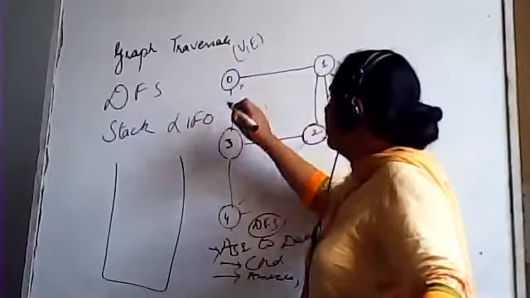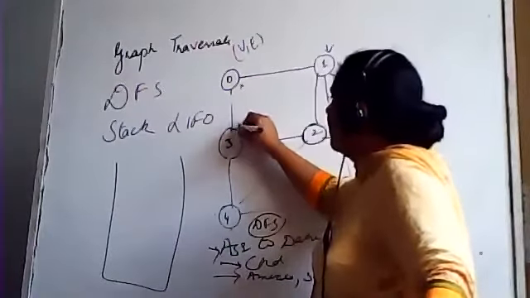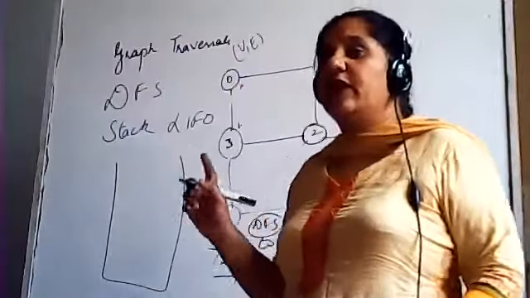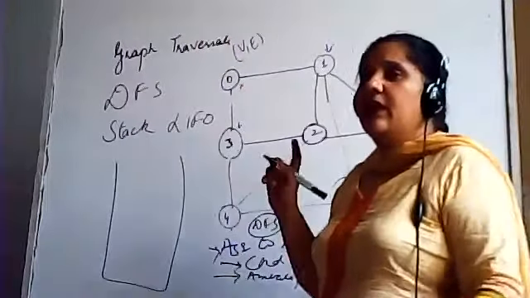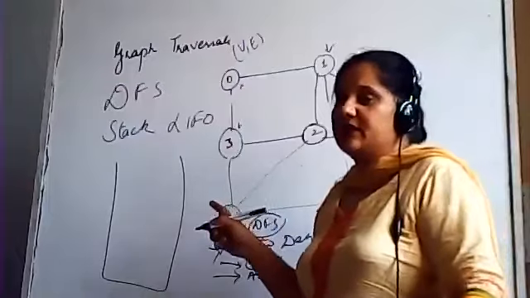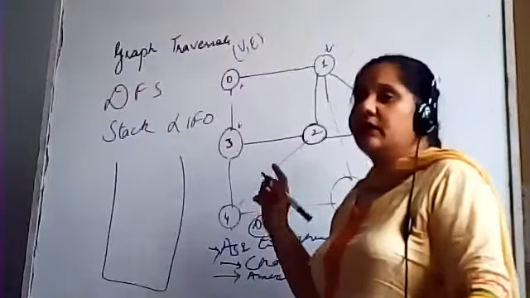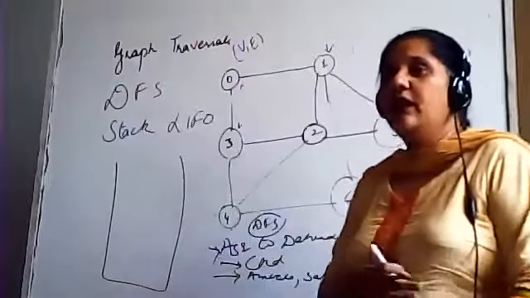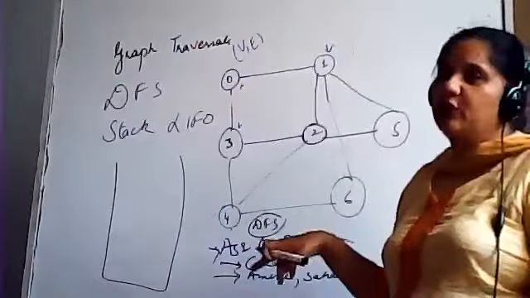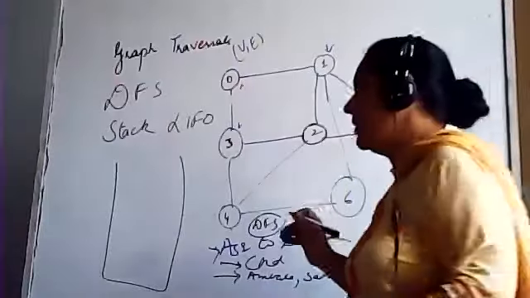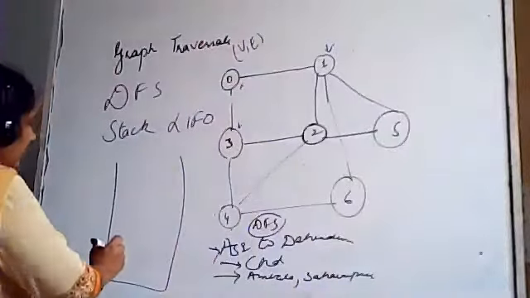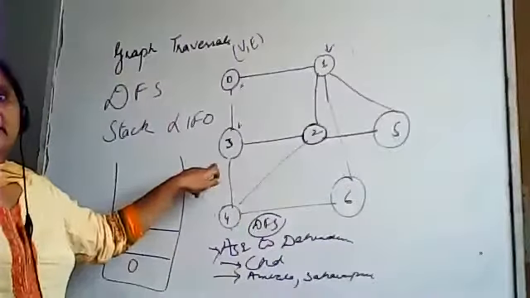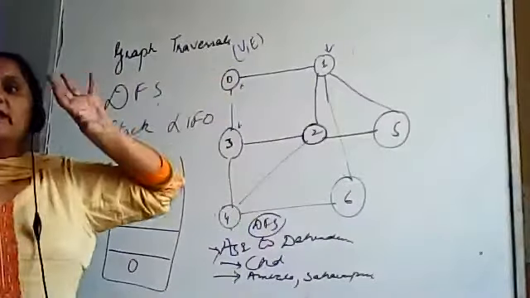Similarly, we start from 0. Either we will put 1 or we will put 3. We have to take one of these. I'm again repeating, 1 and 3 are directly connected to vertex 0. So you have to adopt the way you want to go, only one of these. Either you will push 1 into the stack or you will push 3 into the stack. So let's start. Put 0. Next, 1 and 3 are adjacent to 0, so put either one of them.